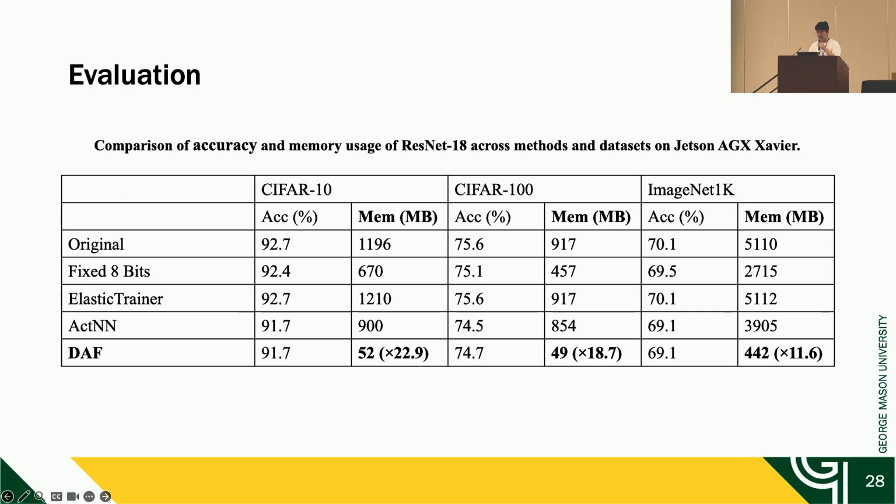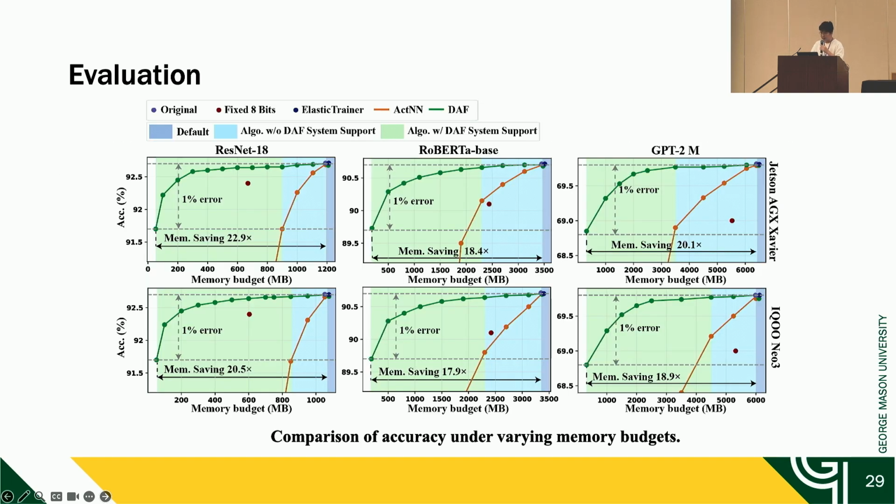This is the result of the memory saving for ResNet on Jetson Xavier. We can see that DAF outperforms other methods in optimizing memory usage while maintaining negligible accuracy loss. The largest improvement is observed on CIFAR-10. That's because CIFAR-10 is a simple data set where the small resolution allows the quantization technique to achieve a higher level. And this figure shows a comparison of accuracy under different memory budgets.